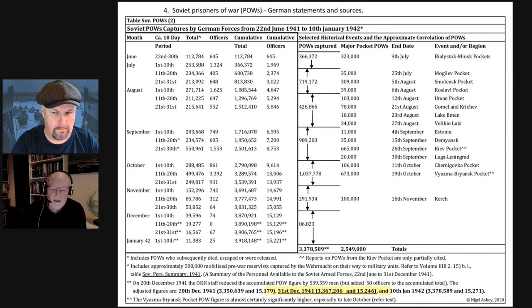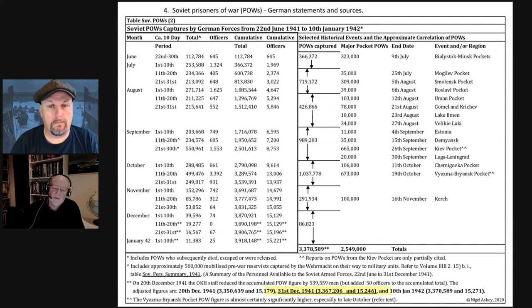So you know that even though most of the POWs were captured in pockets, about 75% of the POWs in this table came from these major pockets, which is about right when you think of the scale of the operation. There would have been a lot of small tactical pockets that surrendered as well. Obviously, the two really big ones are the Kiev pocket, which we'll talk about later if you want, and the Vyazma-Bryansk pocket.